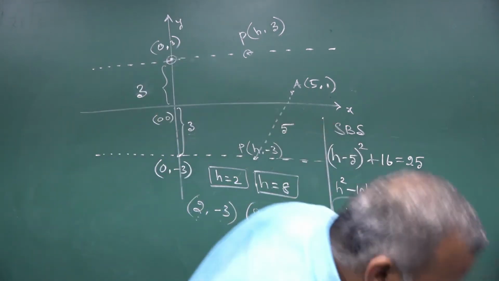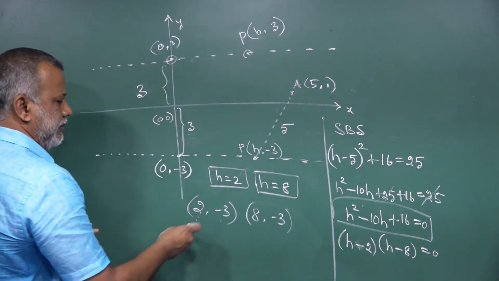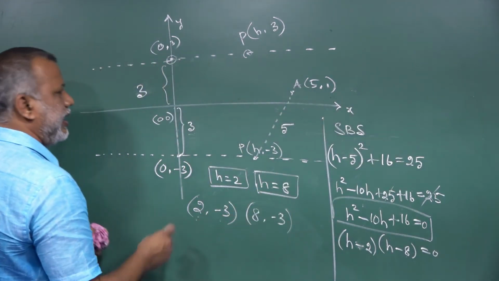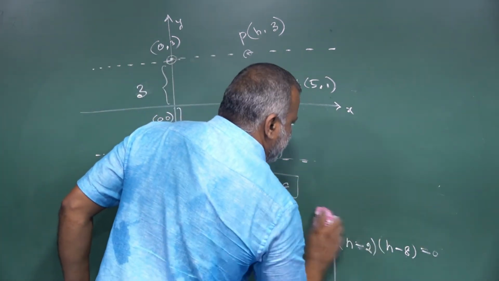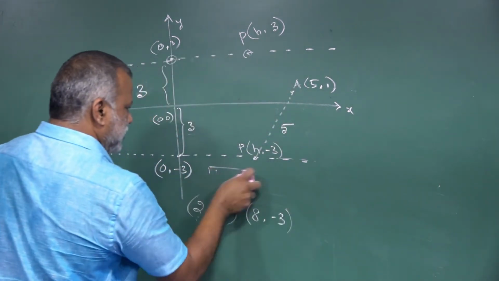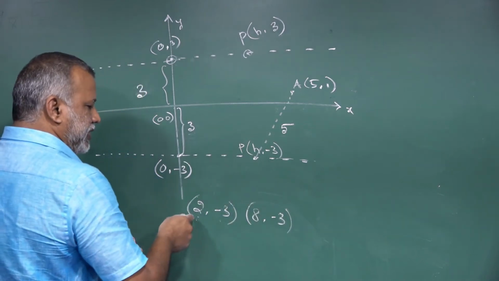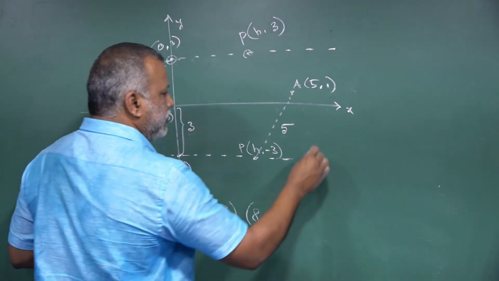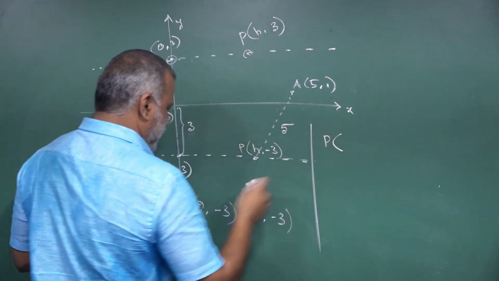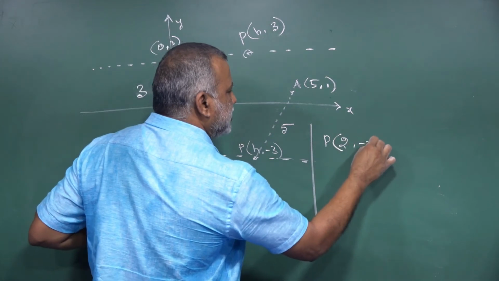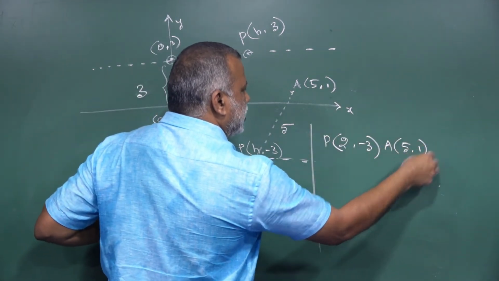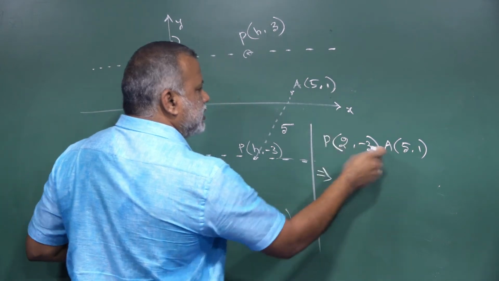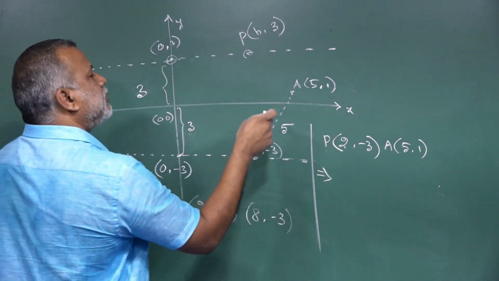Just listen here. I am selecting a point for your verification only. First I am selecting the point P (2, minus 3). A is a fixed point (5, 1). Find the distance AP. As per the given concept, it should be 5.